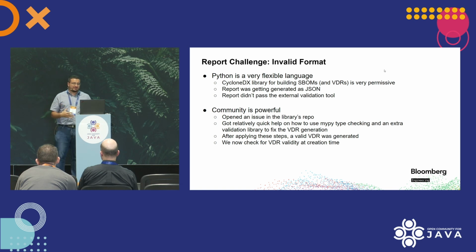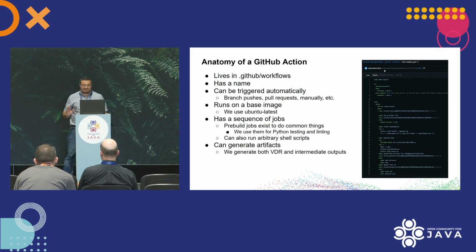So I opened an issue in the library's repository. The community was great, replied really quickly, saying, hey, you need to actually install this extra validation component of the library using pip. And you need to use mypy to type check. And once you do those things, you should generate a valid one. So I did these things. And I was able to get a valid VDR, which passed the external CycloneDX validation tool, which I believe is written in Golang. So great, we now have a valid VDR, which is better than an invalid VDR.